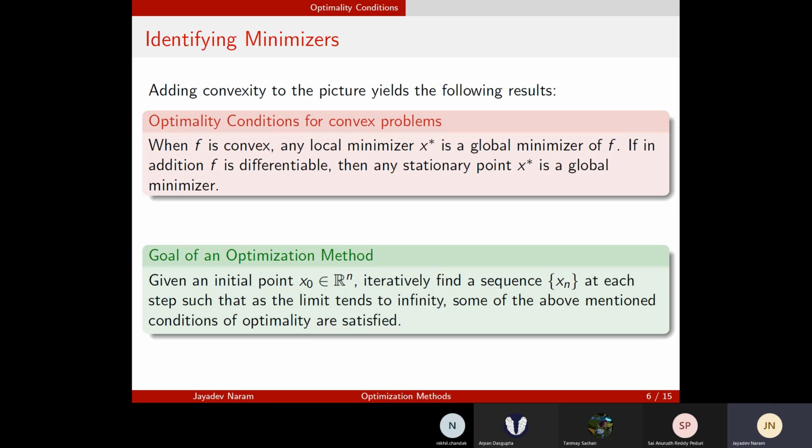And we should be able to prove it for a wide variety of functions, not just one particular function. If it only works for one function, then it's not a very good method. It should generalize to quite a large set of functions. So this is our goal: we want a method such that at the limit, some of the optimality conditions are satisfied.